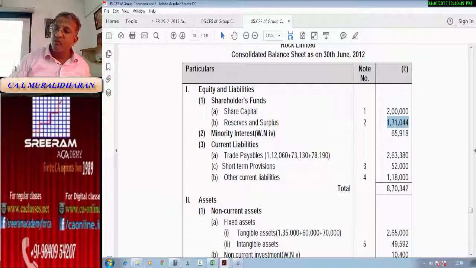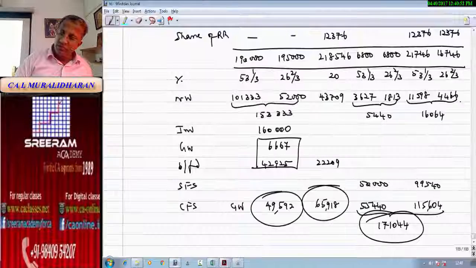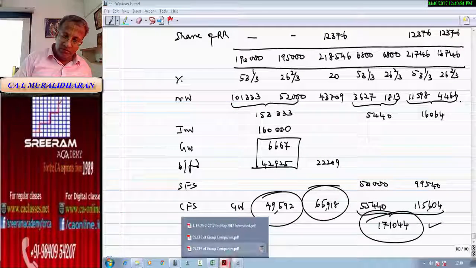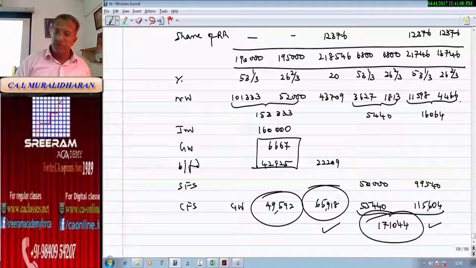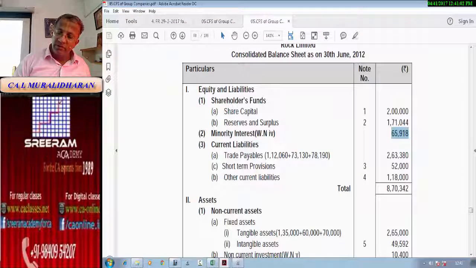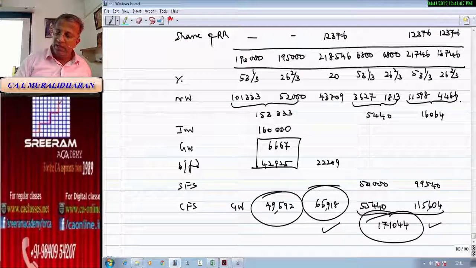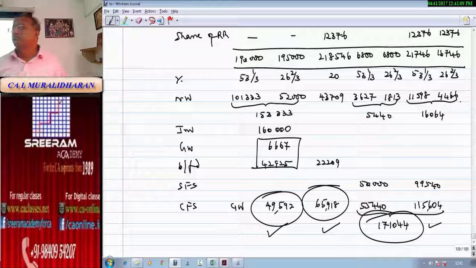Reserves and surplus 171,044. Minority interest 65,918. Then goodwill 49,592. They are very lucky to have our answer. Okay. Thank you.